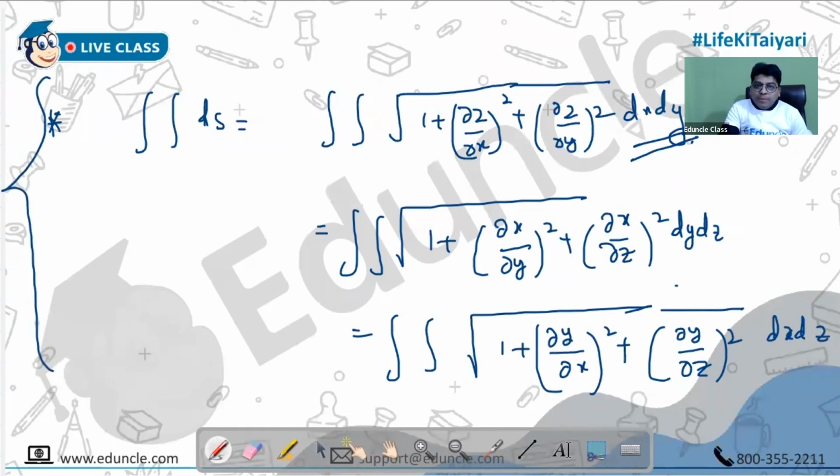In this formula, one is called the surface. With the help of the surface, you will find the result. Del z by del x whole square, del z by del y whole square, and that will give you the boundary. Second thing: whatever surface we are finding, we are finding it only above the xy plane or below the xy plane, only one-sided.